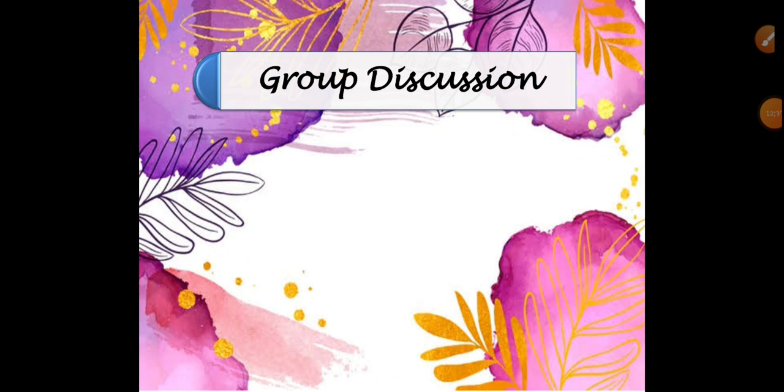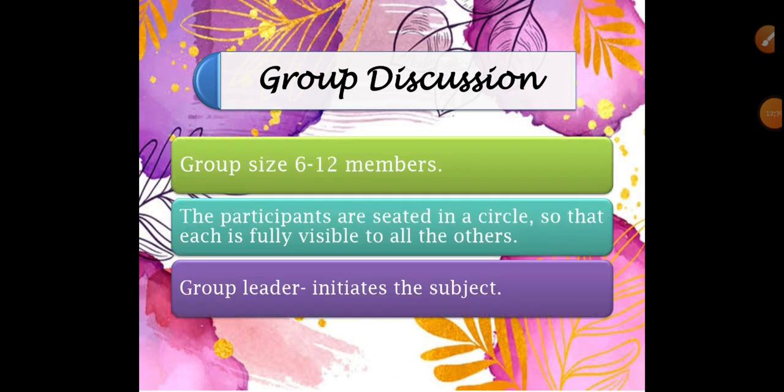Group discussion. Group size, 6 to 12 members. The participants are seated in a circle so that each is fully visible to all the others. Group leader initiates the subject. In group discussion, the participants have equal chance to express freely and exchange ideas. The subject of discussion is taken up and shared equally by all the members of the group. This method is extremely useful in health education.